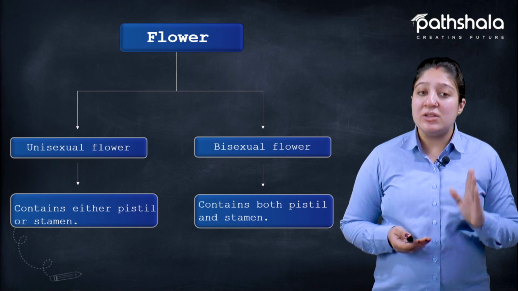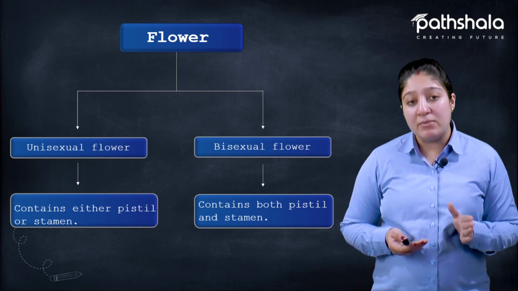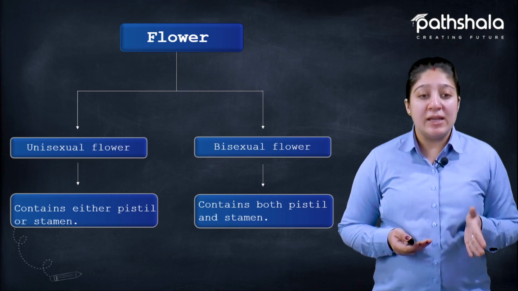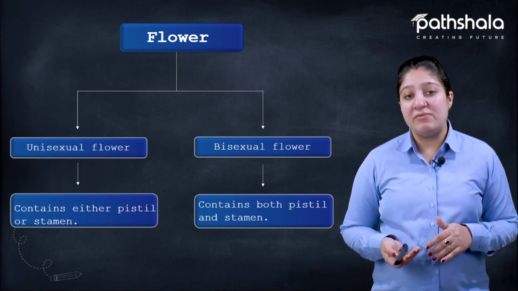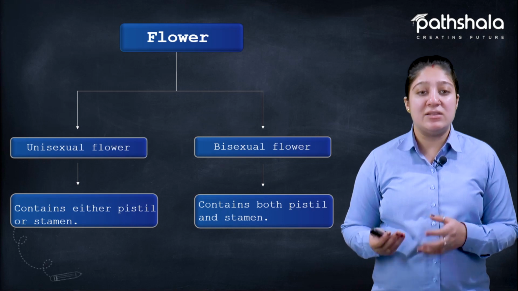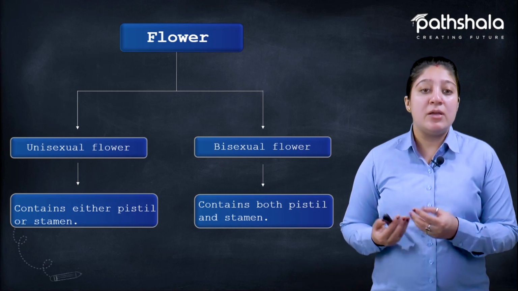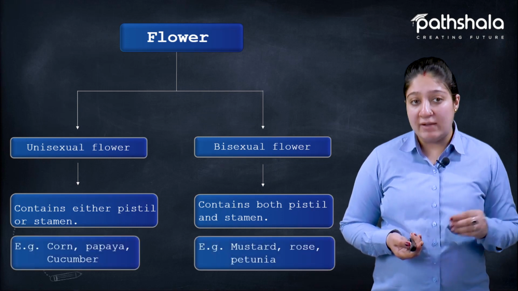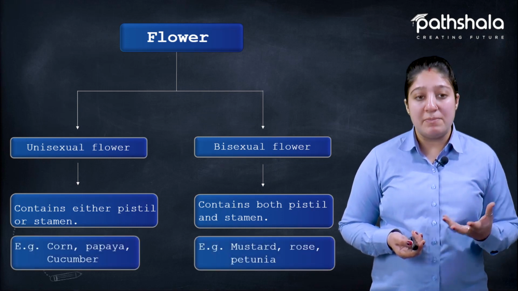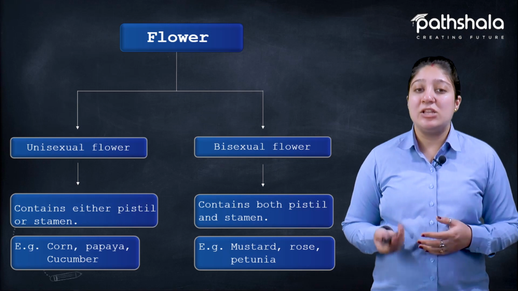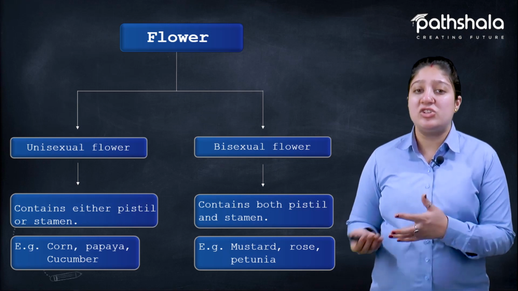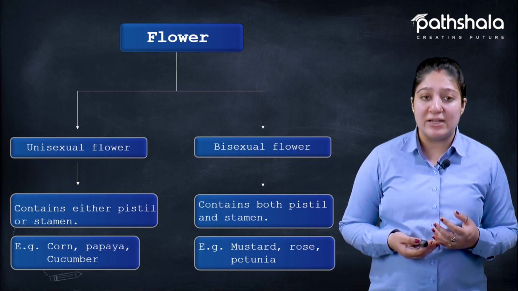Because of that, unisexual flowers, as they have only one part, either pistil or stamen, are known as incomplete flowers. But bisexual flowers are known as complete flowers, as they have both kinds of reproductive parts present in them. Now the plants which have unisexual flowers are corn, papaya and cucumber. In the case of bisexual flowers, mustard, rose and petunia are the major examples.